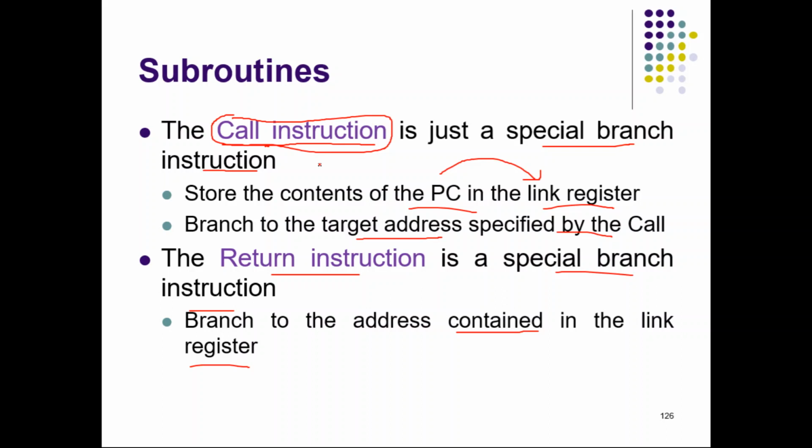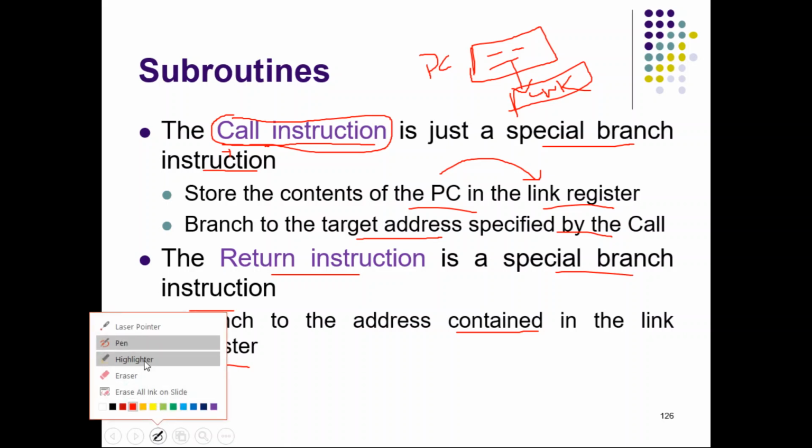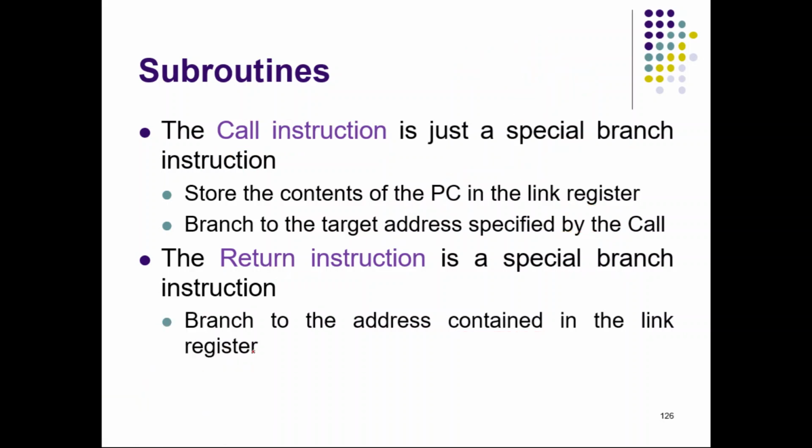The call instruction will store the content of the PC into the link register. Here PC means, when the call instruction is executed, the PC will initially get updated to the instruction that follows the call instruction. So that one should be moved to the link register. And the PC will be updated with the address that is specified in the call instruction. And whenever there is a return instruction, the control will move to the address specified in the link register.